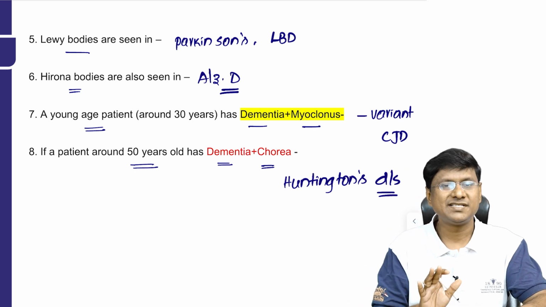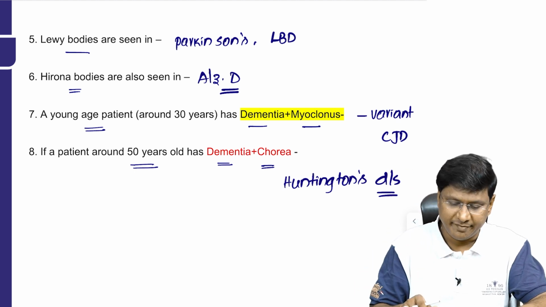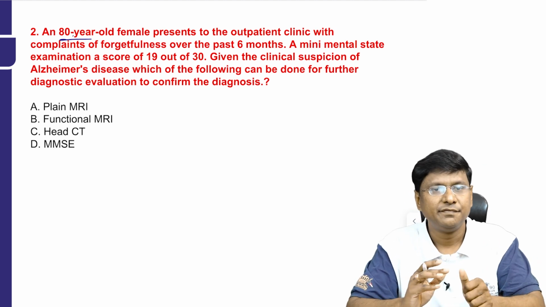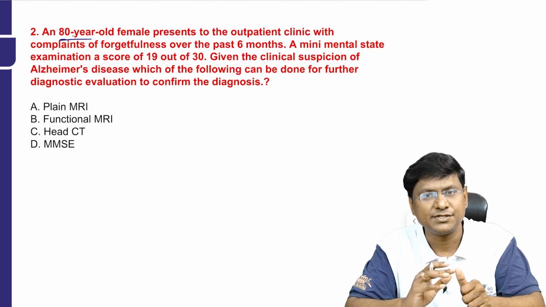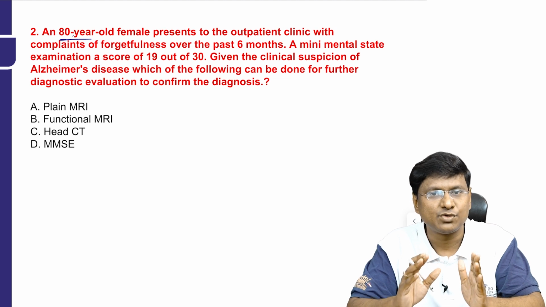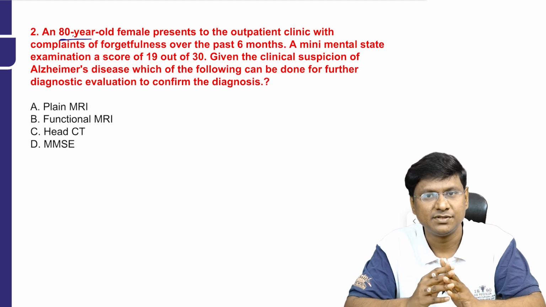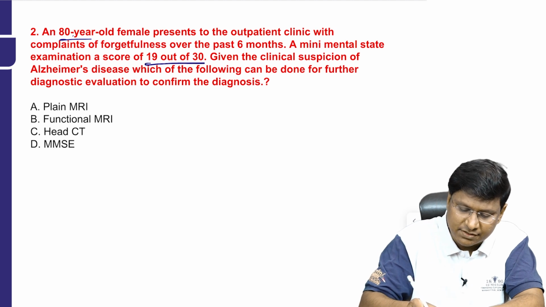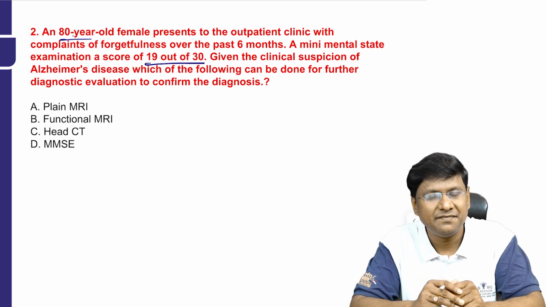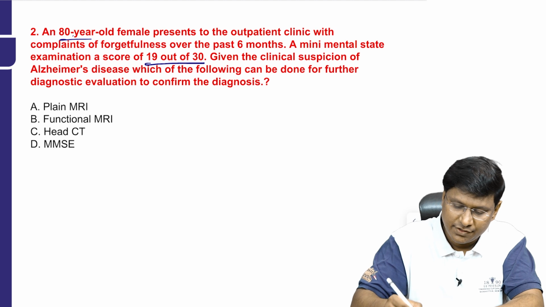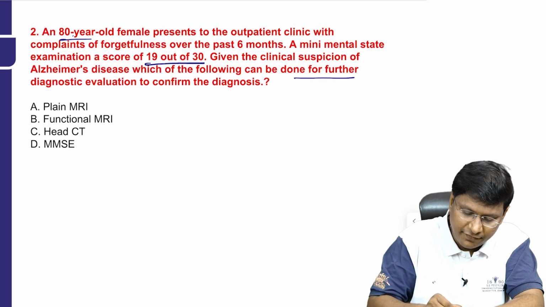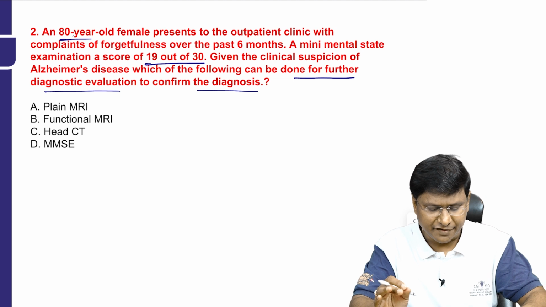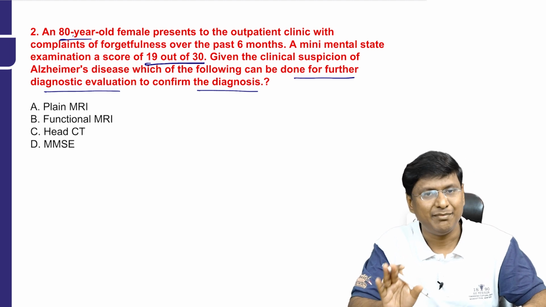Okay, so this is about a question related to dementia, that is Alzheimer's. Now you take the second important clinical based question. We have an 80-year-old female who presents to the outpatient clinic with complaints of forgetfulness over the past 6 months. An MMSE is done where the score is around 90 out of 30. Given the clinical suspicion of Alzheimer's disease, which of the following can be done for further diagnostic evaluation to confirm the diagnosis? Plain MRI, functional MRI, head CT, or MMSE.